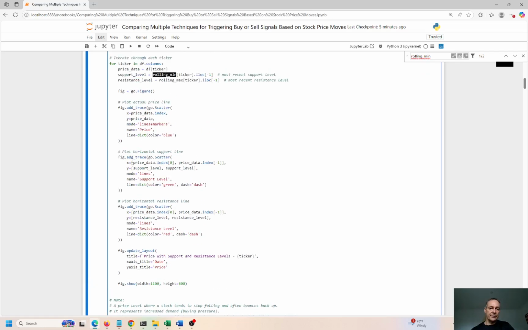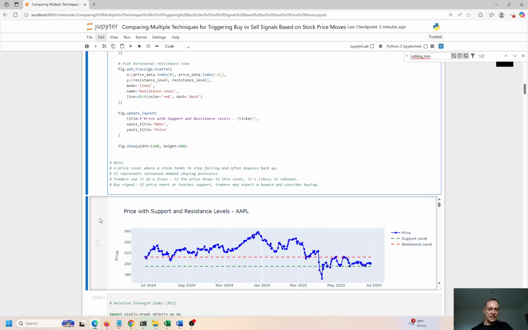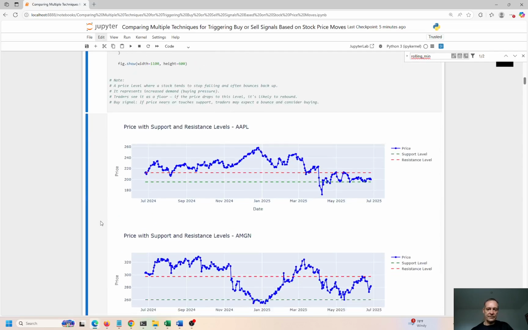We are creating a plotly chart based on price data. The index is the date, and the support level is the y-axis, right? So that's the up and down, the vertical axis. And we go ahead and plot the chart. If I expand this, you can see everything relative to everything else.